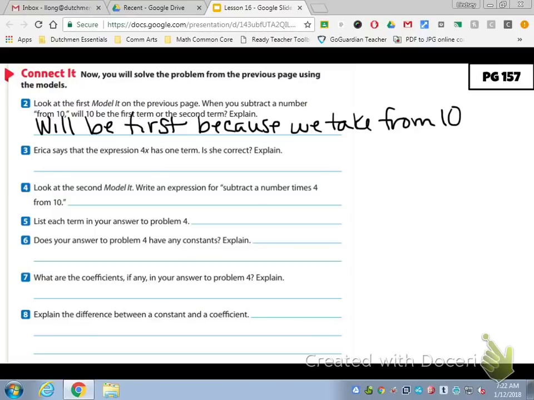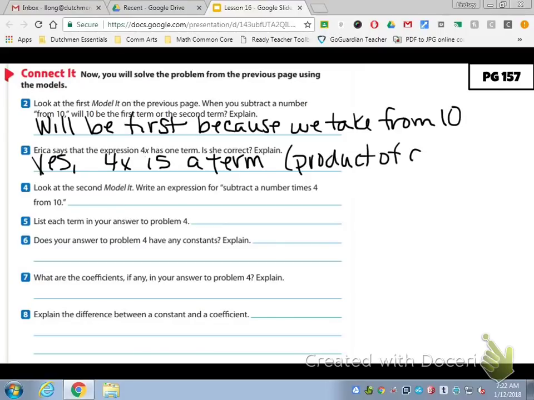3. Erica says that the expression 4x has one term. Is she correct? Is it a known number? Is it the product of a known number and a variable? Or is it a variable? Yes, it is one of those. So yes, 4x is a term. And it's a product of a known number, let's add that in, and a variable.